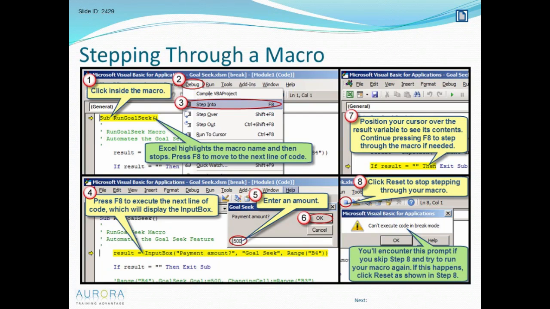Now, what is easy to occur is for us to be stepping through our code, figure out our problem, switch over to Excel, fix the problem, try to run the macro again, and Excel will then say, can't execute code in break mode. What break mode means is that you already have an existing macro running. So whenever we're stepping through the macro, if we don't get to the end, we need to stop and reset the macro. So we click reset so that it doesn't leave that macro running. Because remember, the macros are going to keep running until such time that we get to the end of the code or click the reset button.